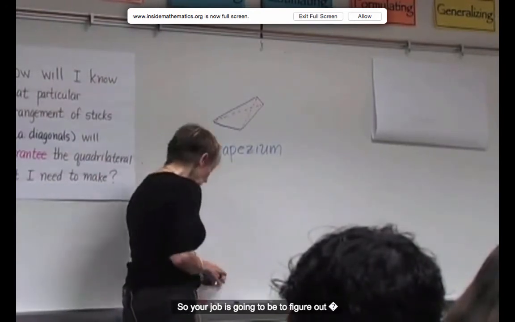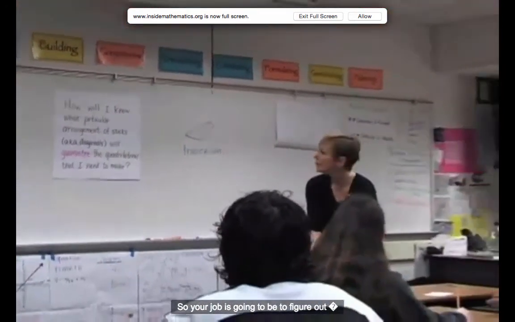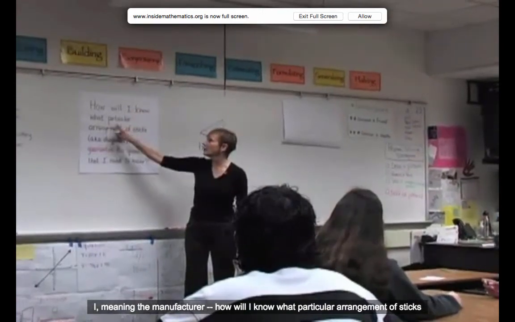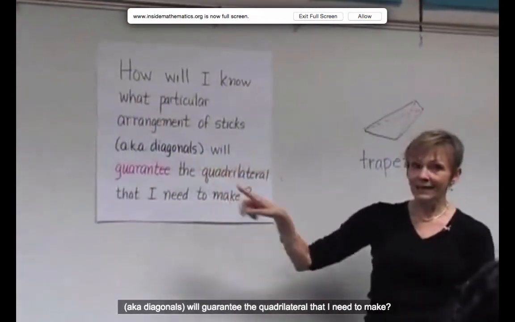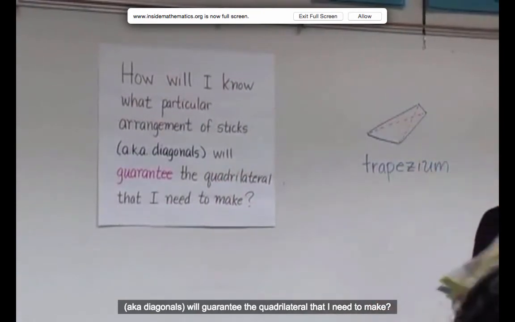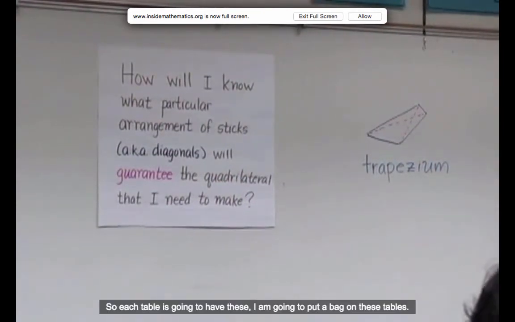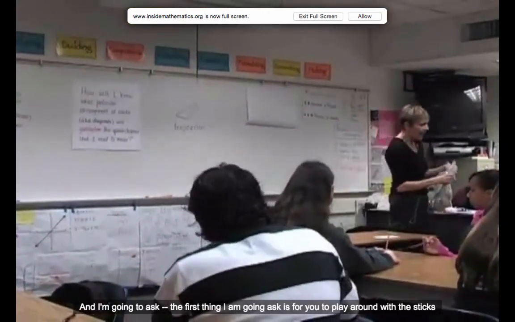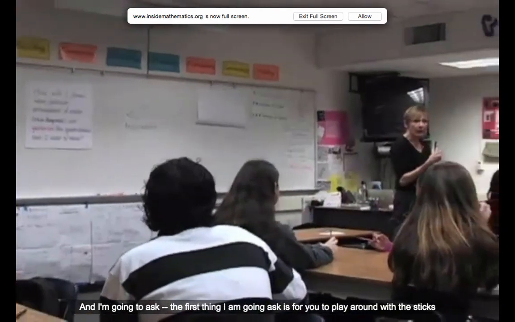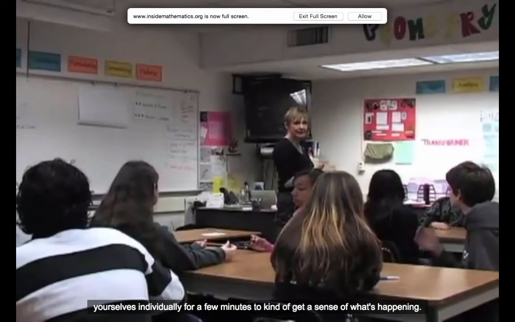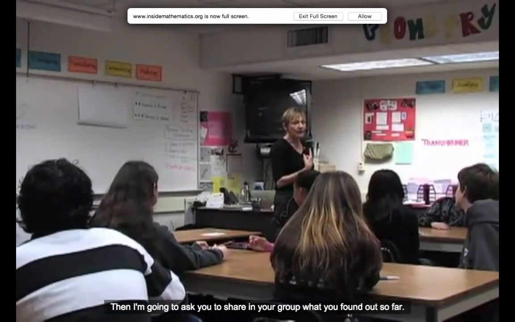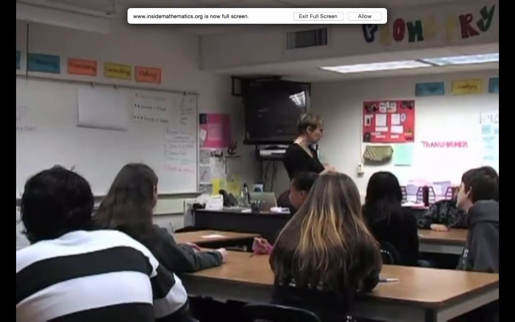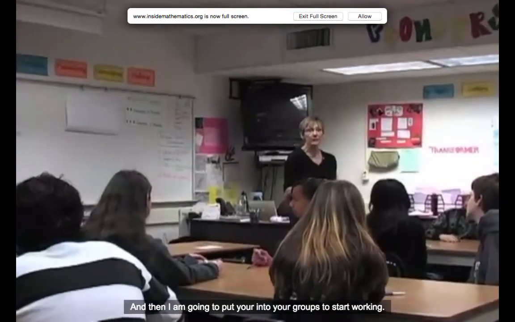So your job is going to be to figure out, meaning the manufacturer, how will I know what particular arrangement of sticks, aka diagonals, will guarantee the quadrilateral that I need to make. So each table is going to have these. I'm going to put a bag on these tables. And first thing I'm going to do is ask you to play around with the sticks yourselves individually for a few minutes to kind of get a sense of what's happening. Then I'm going to ask you to share in your group what you found out so far. And then I'm going to put you into your groups to start working.